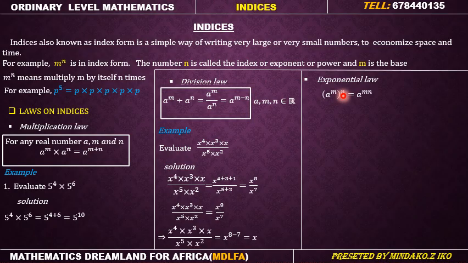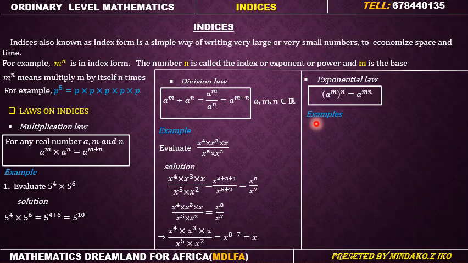So the exponential law states that a to the power m, bracketed and raised to the power n, is simply equal to a to the power m times n. That is, if you have a number, say 5 squared, then you bracket it and raise it to another power outside. It simply means you take the inner power and multiply by the outer power, or the outer by the inner, since multiplication is commutative. Okay, so that is it.